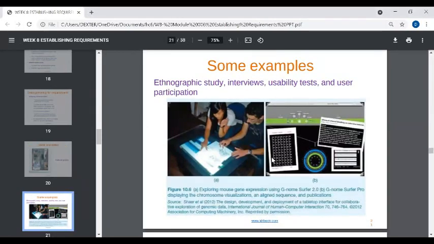Okay, some examples: ethnographic study, interview, user test. Okay, so ethnographic study, usability test, and user participation. It's a report on the design of a multi-touch tablet user interface for collaborative exploration of genomic data.